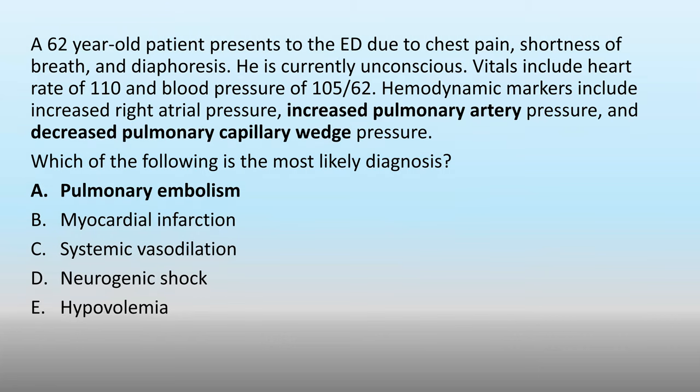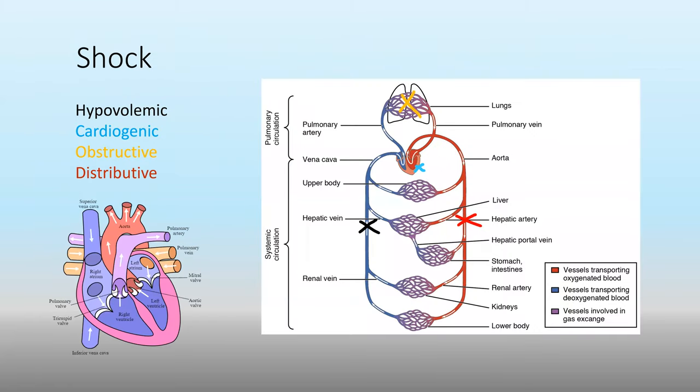Pause for 1 second. And here is the bold, and here's the answer, pulmonary embolism. So this was largely supposed to be a shock question. You see the shock-like symptoms, the shock vital signs, and then you're given hemodynamic markers. So we're going to go through these, but increased pulmonary artery pressure and decreased PCWP is typical of pulmonary embolism. It's an obstructive form of shock. And so let's go through how these features happen on the next slide.